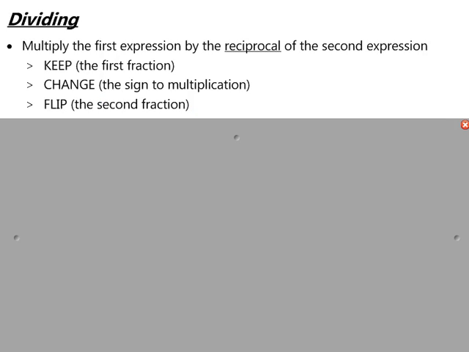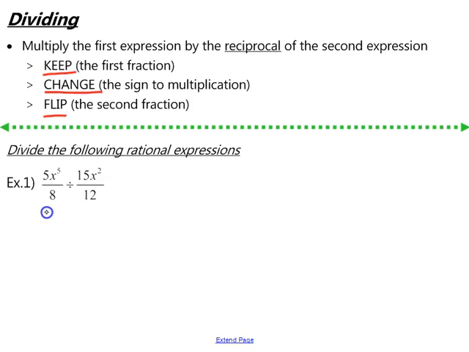Now let's talk about dividing. When we're dividing rational expressions, we want to multiply the first expression by the reciprocal of the second expression. So what you need to remember is to keep the first fraction exactly as it is, change the division sign to multiplication, and then flip the second fraction. So let's go ahead and practice that. So in our keep, change, flip, we want to keep this first expression. We want to change the division sign to multiplication, and then we want to flip the second fraction.